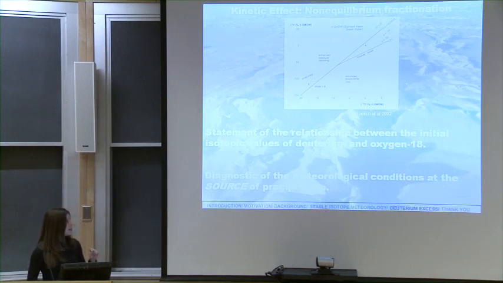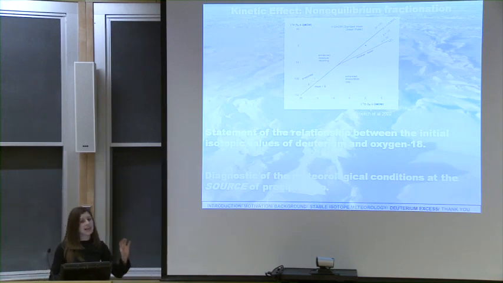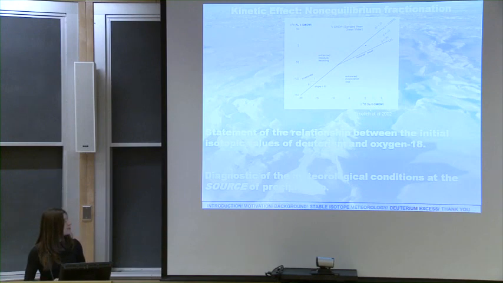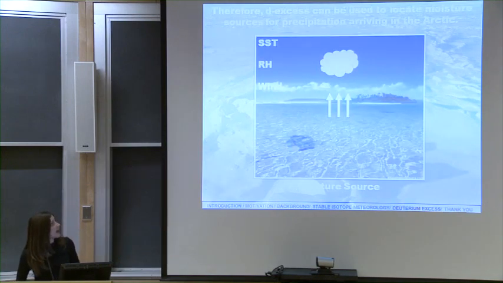Now, since deuterium excess is a value that we can measure and calculate and is diagnostic of the meteorological conditions at the source of precipitation, we can use that to build a profile of a much narrower suite of locations around the world that match the profile, such that we're able to actually constrain, relatively speaking, the moisture source.